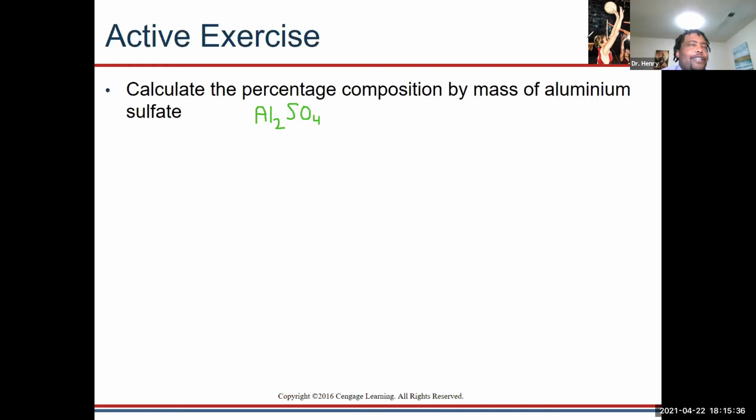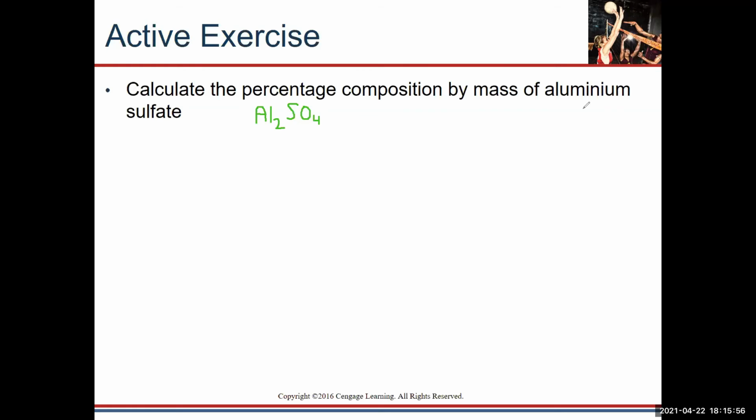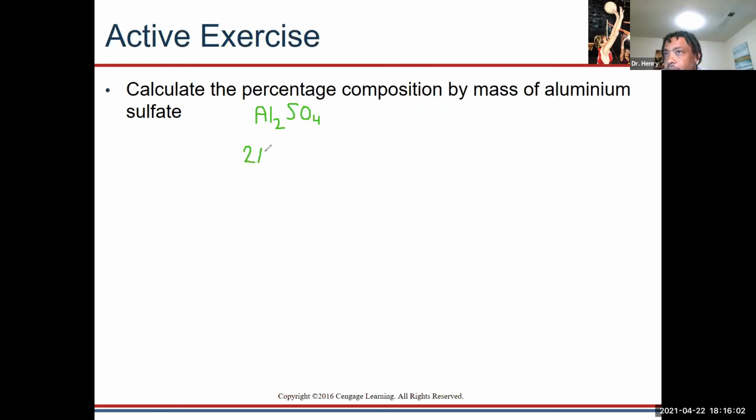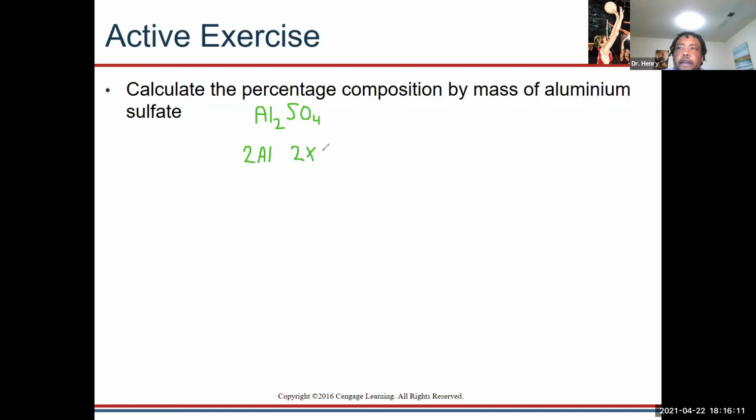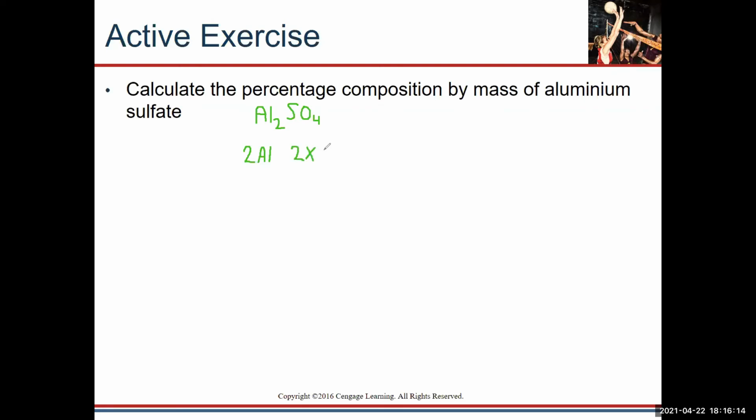So now I want to calculate. This is kind of a nice little question because they want you to do a lot more work. Calculate the percent composition by mass of aluminum sulfate. So they want you to do it for each of the individual atoms in aluminum sulfate. What am I going to do next? Identify how many of each element you have. So I have how many aluminum? 2. How much does aluminum weigh? It weighs 26.982, about 27.